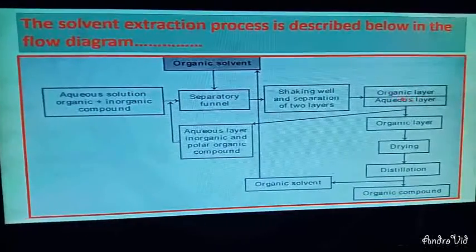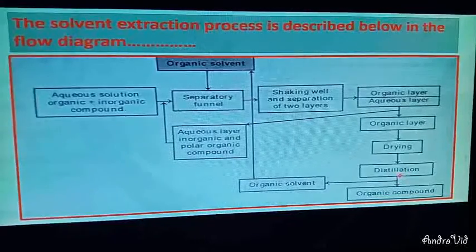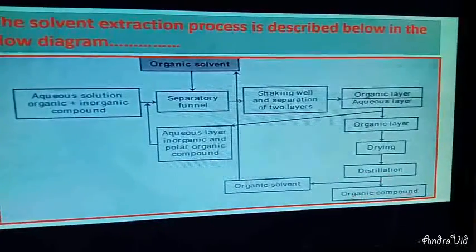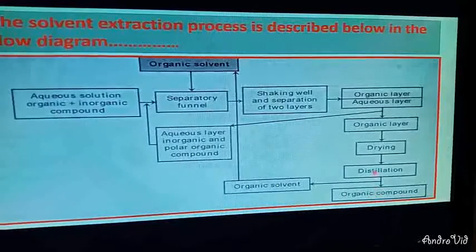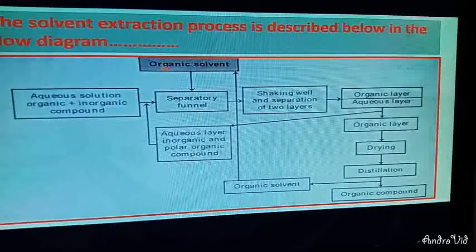So from here you should collect the organic layer, and then you make sure of drying. When you dry this organic layer, after drying you continue with the process of distillation. By the process of distillation, the organic compound will be separated, and after distillation the organic solvent is produced, and the organic solvent will come back to the separatory funnel again. And the aqueous layer will come directly to this tank.